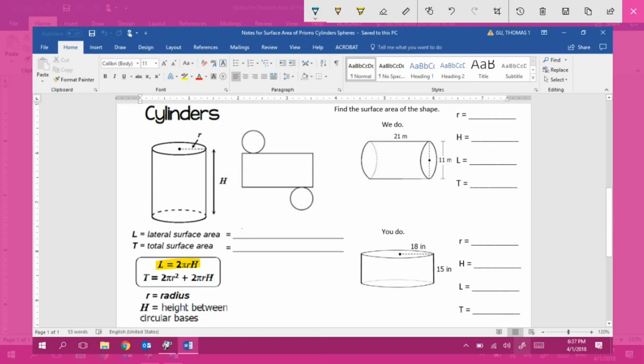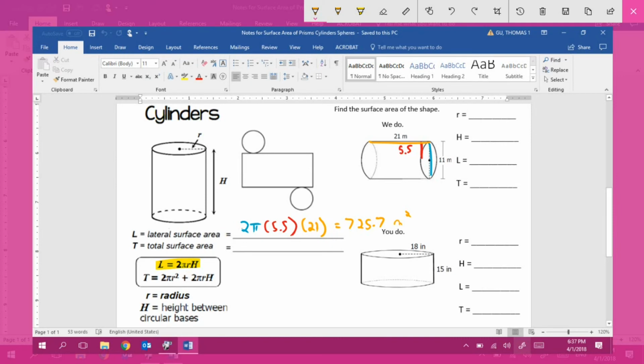The formula, lateral surface area is 2 times pi times r. How do I find r? It's half of the diameter. Take a look right here. The diameter here is 11, so the radius would be 5.5. It's only half of that, so 5.5. So we're going to go ahead and put that right here, 2 times 5.5. And then the height, what's my height? That's this length over here, the 21. So times 21. So you put that in the calculator, 2 pi times 5.5 times 21. That's going to be 725.7. Okay, and remember, it's meters squared.